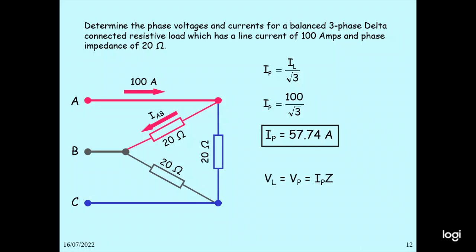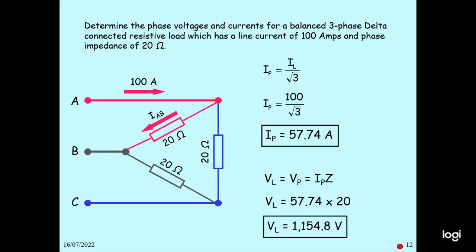V line equals V phase equals I phase multiplied by Z. So 57.74 multiplied by 20, you get 1154.84 volt.